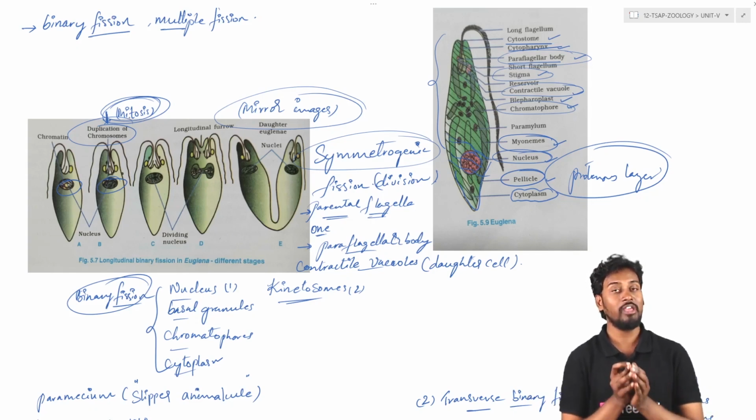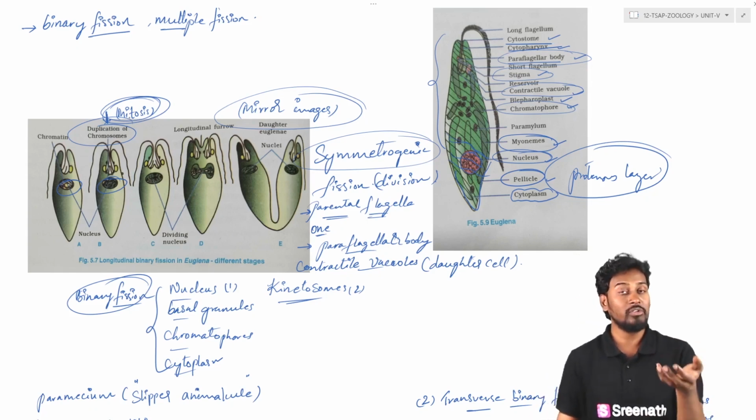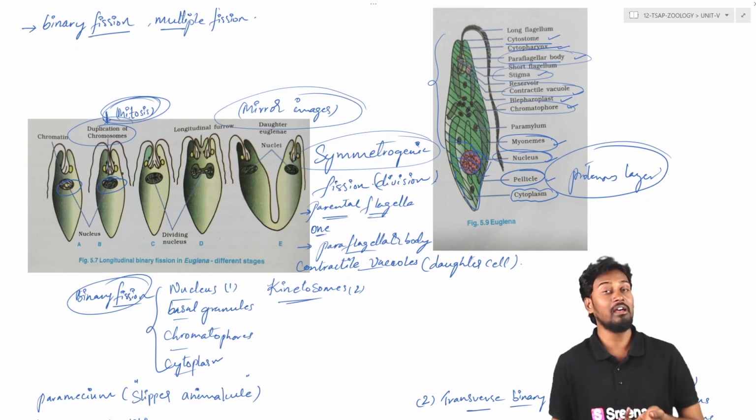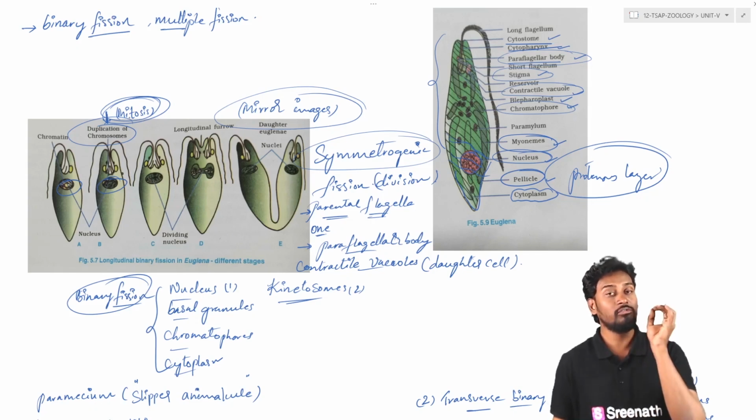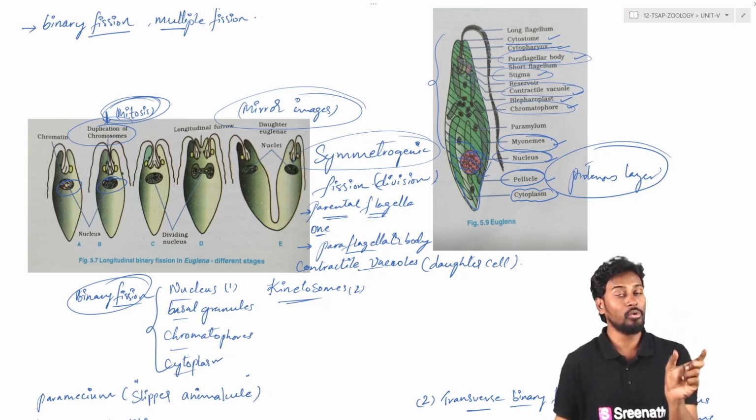So always keep in mind that in binary fission it is always the nucleus which will undergo duplication and division first. So it is called karyokinesis followed by cytokinesis. So always keep in mind that whatever duplication of chromosome is taking place is generally followed by the nuclear division.